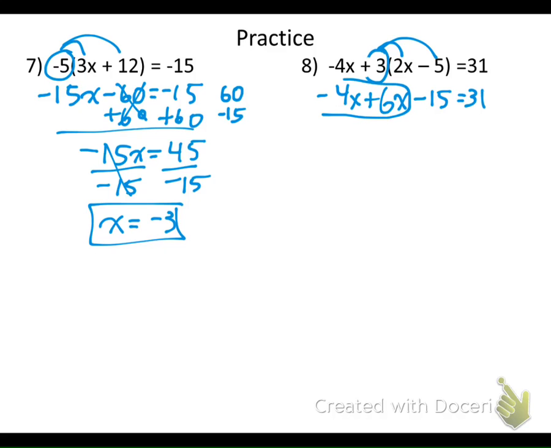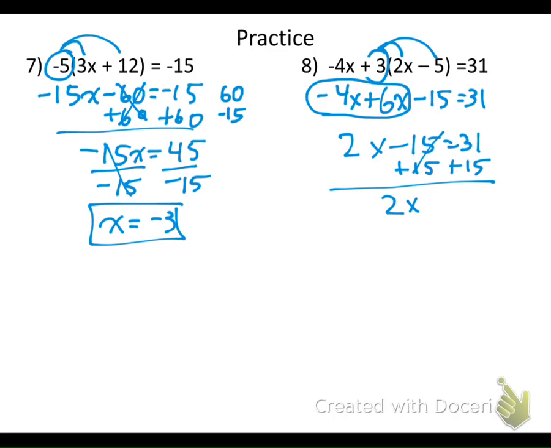Over here, we're going to combine like terms. They're a part of the x family, so that's going to be 2x minus 15 equals 31. Regular two-step equation now. Add 15 to both sides. So 2x equals 46. I believe 2 does go into 46, and that's going to go in a nice 23 times. Sorry, I got my numbers mixed up. There we go. And that's it.